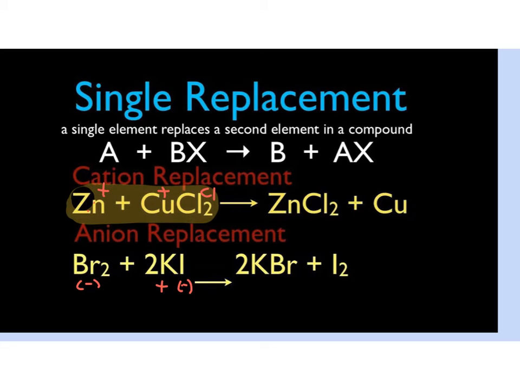So what's going to happen is zinc is going to come in and basically kick out copper, and it's going to bond with chlorine. And then you're going to get zinc chloride, and then since you kicked copper out, it's all by itself again. Now again, the most important thing is remembering you have to do the crisscross rule when you do this.